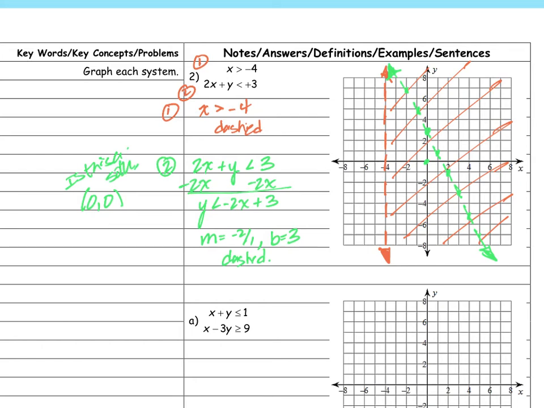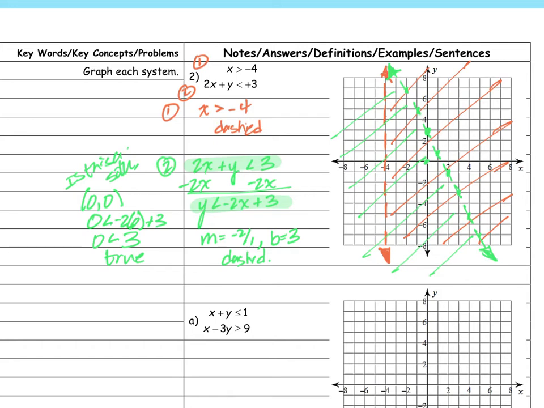So plug it into one of the equations. It doesn't matter which one, either this one or this one. Just pick one of them. So I've got 0 is less than negative 2 times 0 plus 3, and 0 is less than 3. That is true. So that means on my line I'm shading in this side. Should have made my lines go the other way.